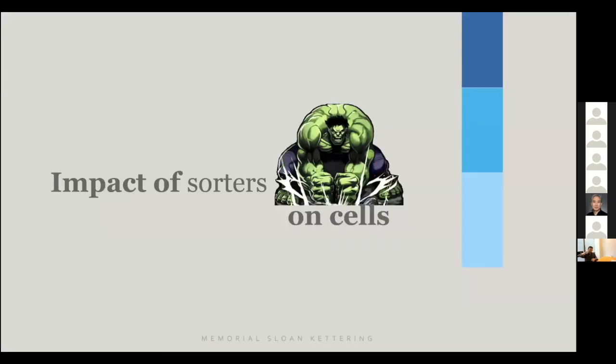So let me move on to the second and last topic here, which is the impact of sorters on cells. How many of us have heard of the harshness of sorters on cells due to the pressure? There's even a term that Peter Lopez introduced, sort-induced cell stress. And this is not the only impact that a sorter can have on cells.